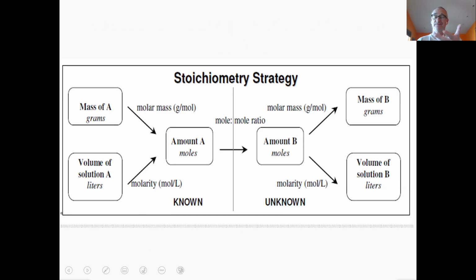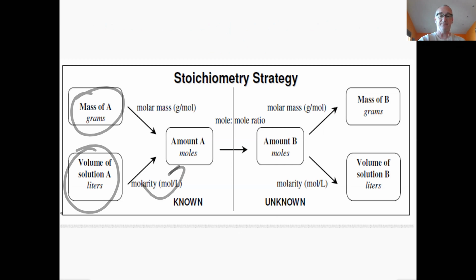We know that when we first started doing stoichiometry, we'd be given grams of reactants, and we'd have to convert grams of reactants into moles. In solutions, you're given volumes and a concentration. We turn that into moles, and then always balance our moles of reactants and moles of products.